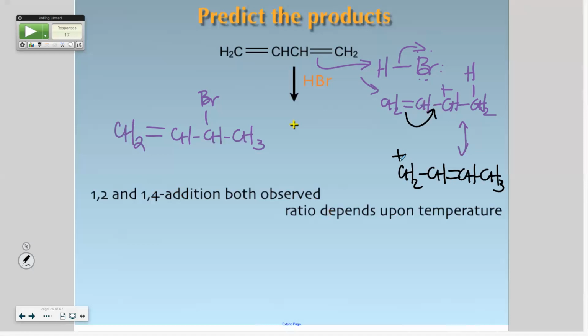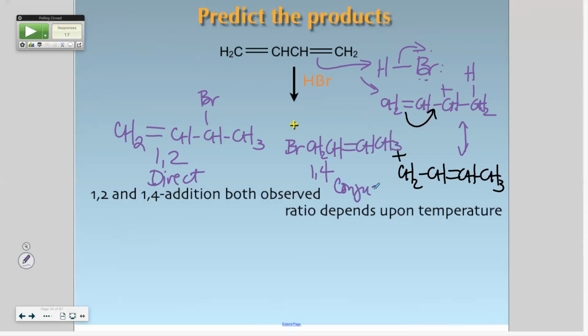So what's your product, the second product? It's going to be Br, CH2, CH double bond, CH, CH3. One of those is the 1,2 product, and one of them is the 1,4 product. Which is which? What's the first one? 1,2. This is the 1,2 product, also called direct. This one is the 1,4 product, also called conjugate.